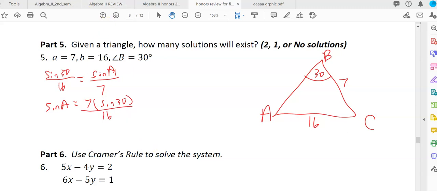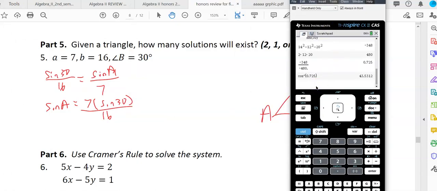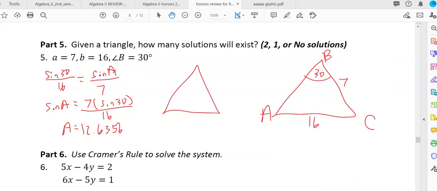So solving this kind of fast, sine of a equals 7 times sine of 30 over 16. I'm going to just go ahead and type that in to see what I get. So I get 7 times sine 30 divided by 16. So this does have at least one triangle, so I'm going to take the inverse sine of that. So I get A is 12.6356. Let me go ahead and do 180 minus that. It's 167.